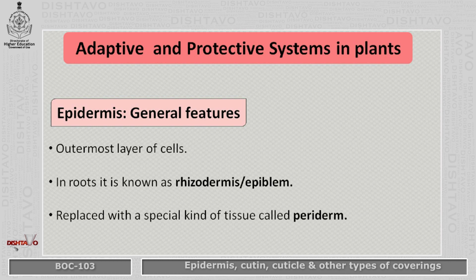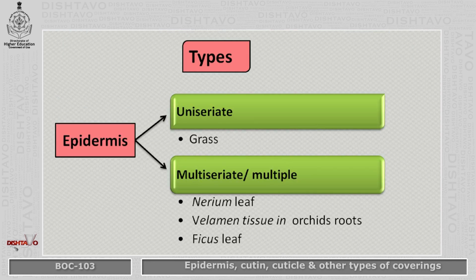So, the last feature in this particular slide is that it is replaced by a special kind of tissue that is known as periderm. It is a thick tissue which replaces the outer layer, that is the epidermis, and this tissue comes after a particular number of years of life. That is, when the tree completes 2 or 3 years, depending upon the tree species, the epidermis gets replaced by a thick tissue.